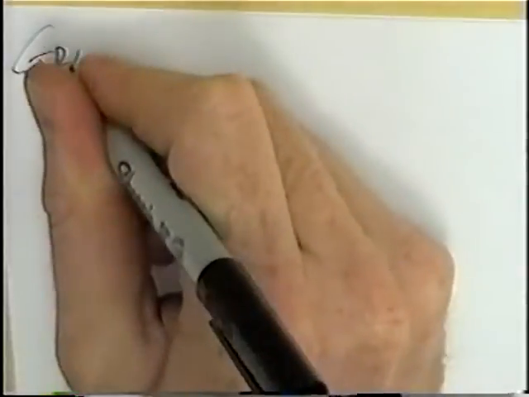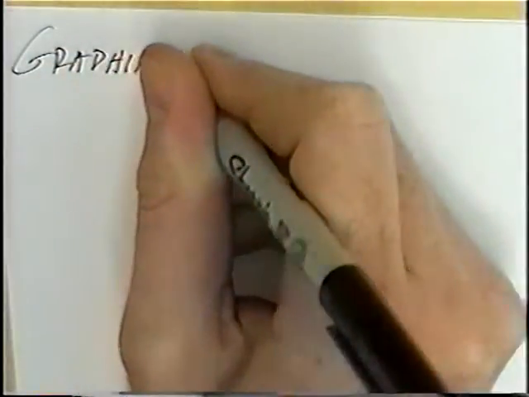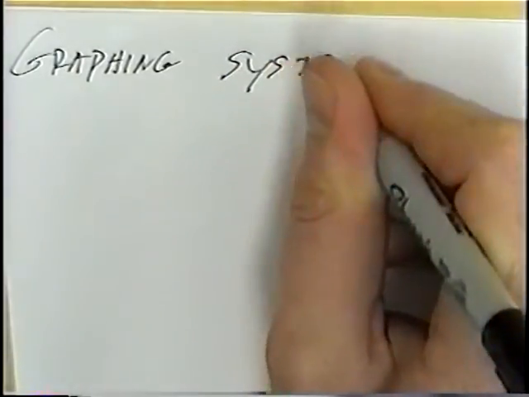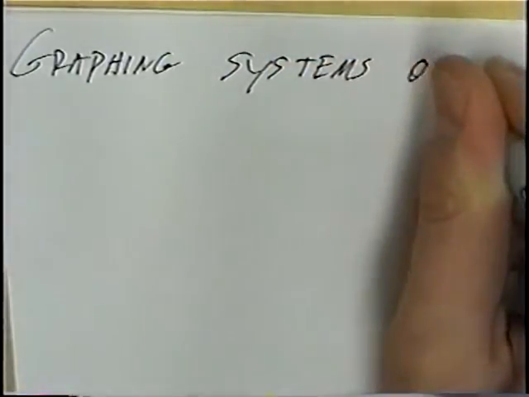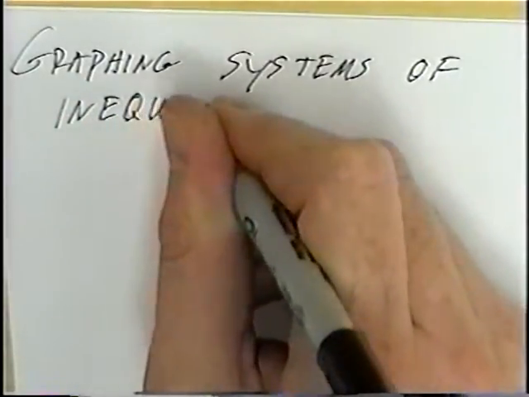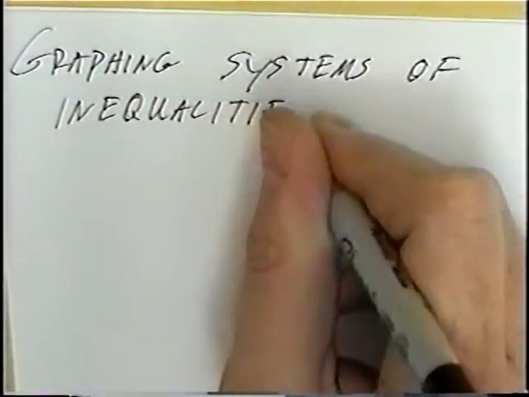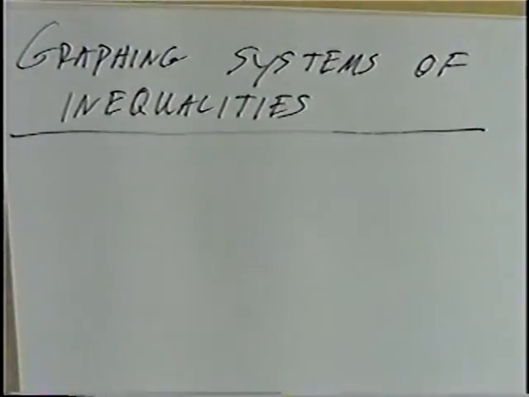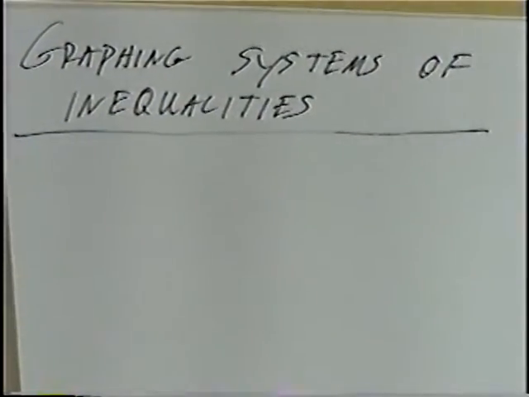Title of the last section today is Graphing Systems of Inequalities. In this section, we'll graph systems of inequalities, or two or more inequalities on the same graph.